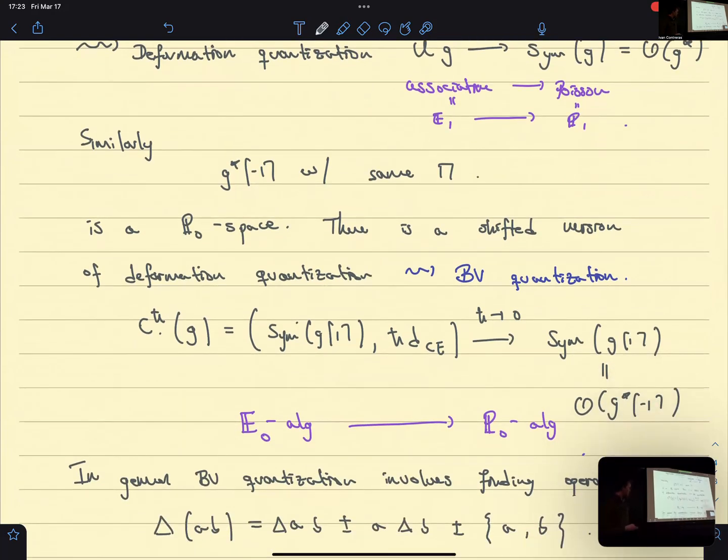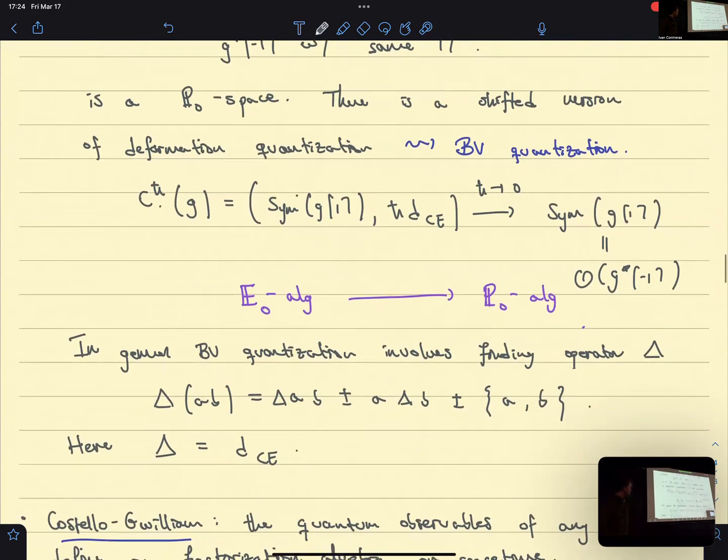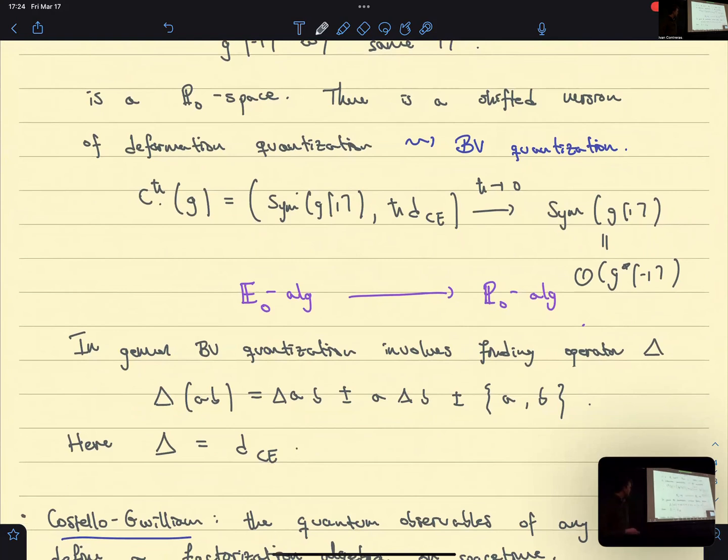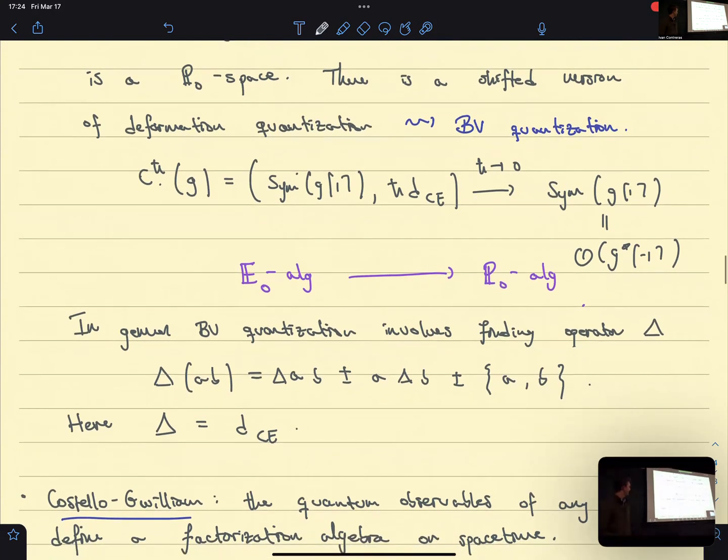And as h bar goes to 0, here the deformation quantization parameter appears in the differential, as opposed to the associative case where the h bar appears in the product, the commutator. As we take h bar to 0 here, I'm putting h bar in explicitly, you obtain functions on the shifted Poisson space. The sense in which this is a quantization more generally involves finding this BV operator delta. Here, delta is exactly the Chevalley-Eilenberg differential. Great.